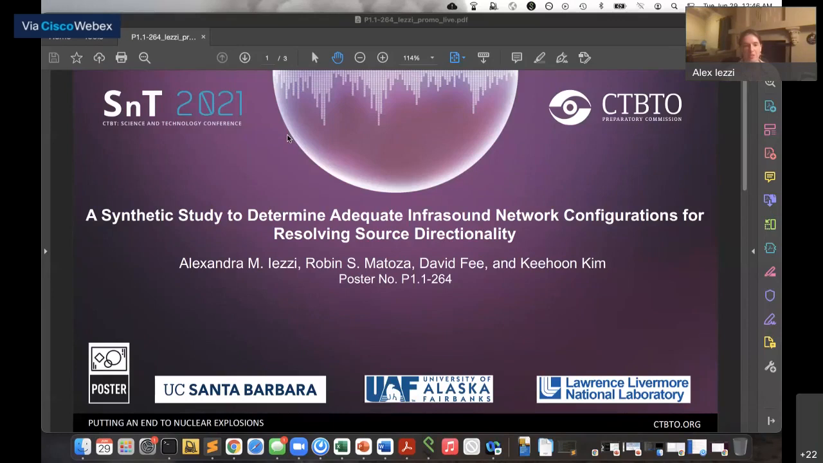And so I'm actually going to be switching gears quite a bit and going to the very local scale for infrasound, so just a few kilometers away from the source. And this is a synthetic study where we're trying to look at source directionality and how we can recover those using acoustic waveform inversion methods. And this is a study done with Robin Matoza, David Fee, and Ki-Hoon Kim.